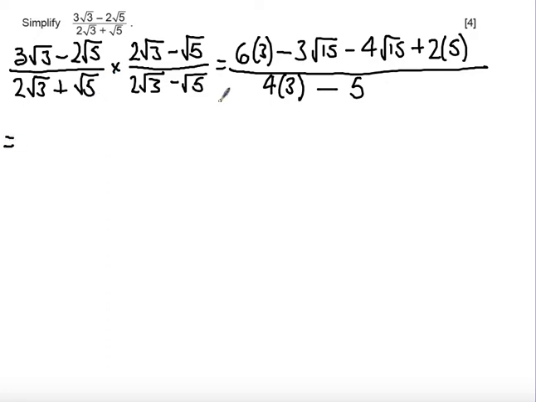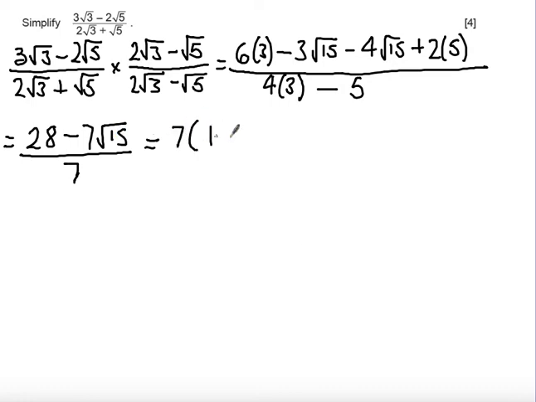So now simplifying our expressions, we get 18 plus 10 is 28, and then minus 7 root 15, all over 12 minus 5, which is 7. Now to avoid silly mistakes when you're cancelling, you should really factorise the top. Here we have a common factor of 7, so I get 7 times 4 minus root 15 all over 7, and then we can see that those two terms, the 7 and the 7, cancel, leaving just 4 minus root 15.